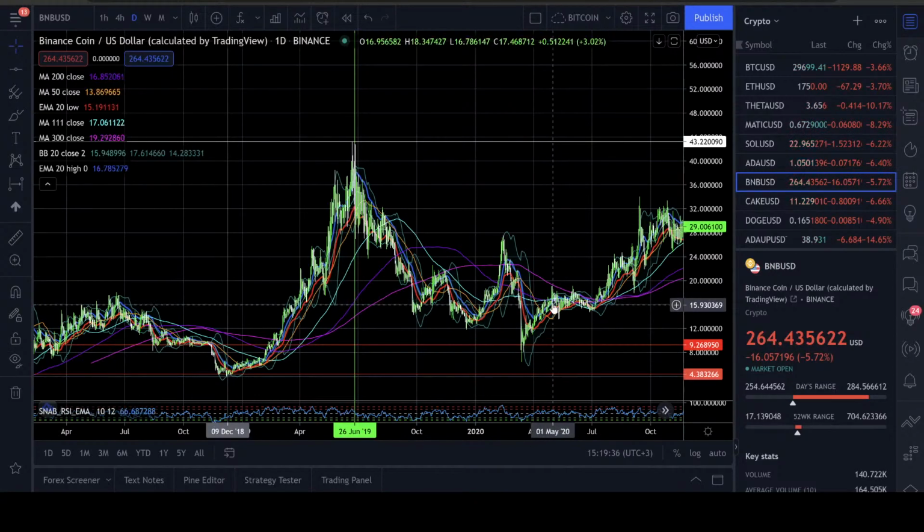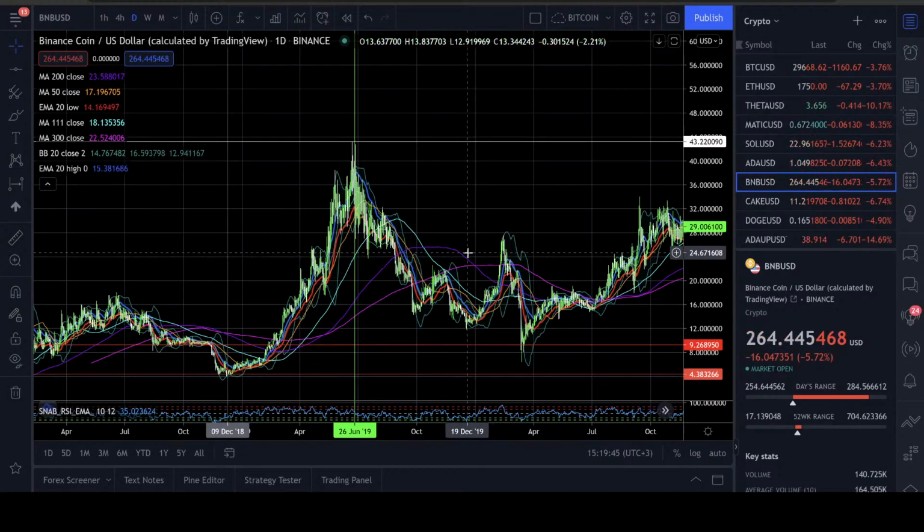But another factor I look at is its market cap. Its market cap at the peak and its market cap at the bottom. So I'll give you an example.